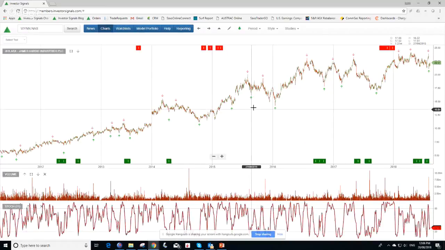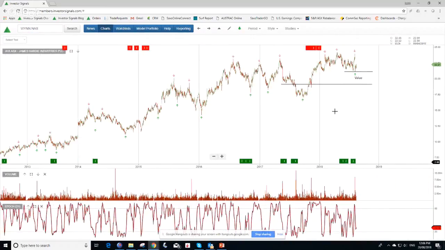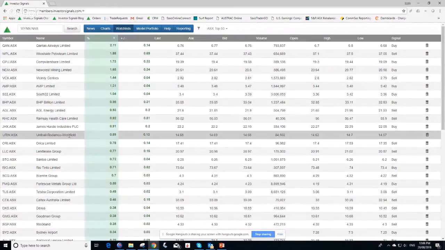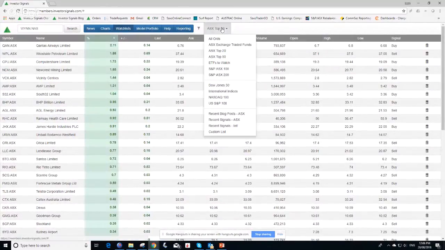James Hardie, we didn't actually look at the graph of that one, but this was a switch from sell conditions into buy conditions. Support here at around $21. Looking for this to push up to maybe $23.50, $24, and we probably look to take profit on that. So that's just a couple in the top 50.